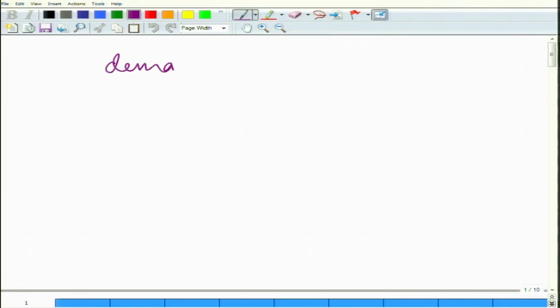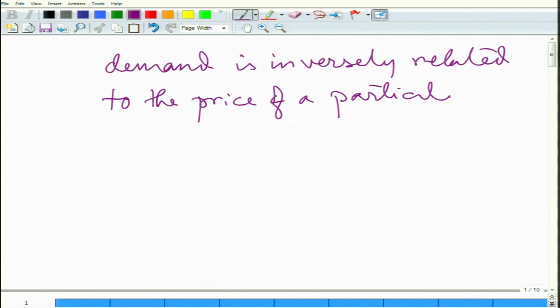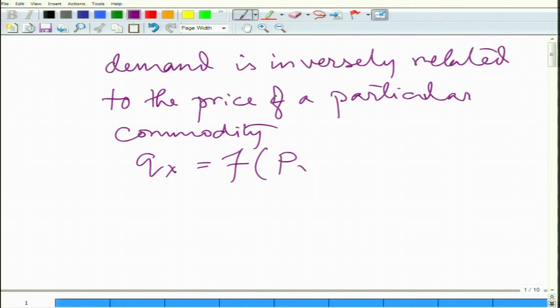According to the classical definition of market demand, the demand is inversely related to the price of a particular commodity. That means when price increases, demand falls, and when price decreases, demand increases. So, demand for a particular commodity is dependent upon the price of that particular commodity.